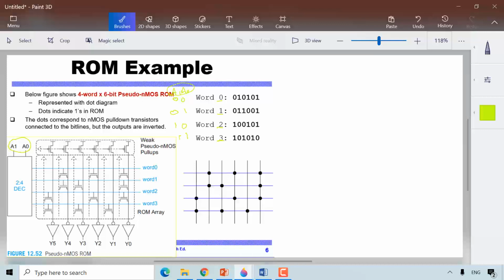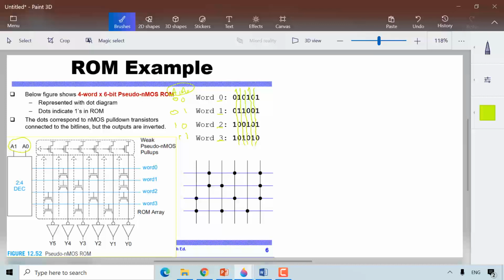Now, the words have 6 bits, so if I can separate them, this is the first bit, this is the second bit, this is the third bit, and this is the fourth bit, and this is the fifth bit and sixth bit.